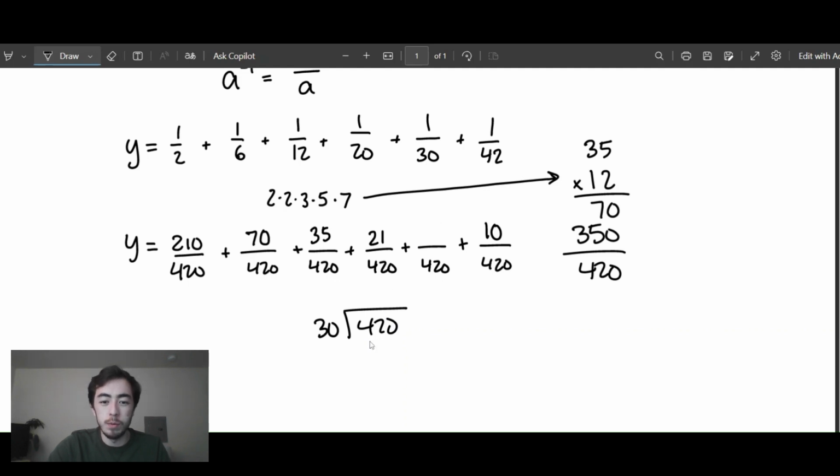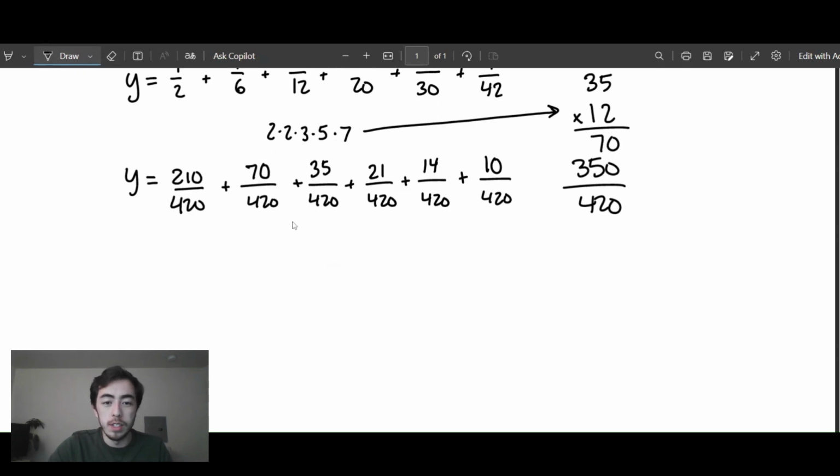Let's see. Okay, so this one would be easier if I just did 42 divided by 3, and then just doing that long division step. It's a 14. Okay, so here are all of my fractions. And now that they have a common denominator, I can add them all up.